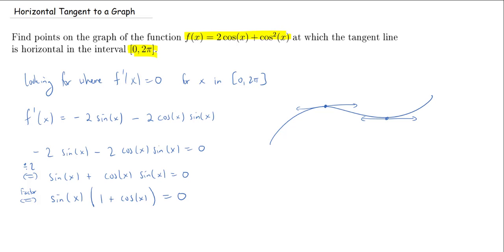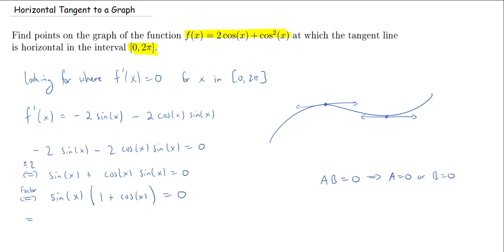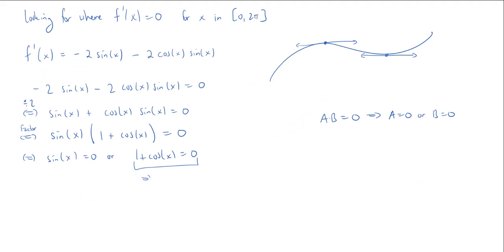Now you notice here I have a product. Something times something equals 0, right? So if I have a times b equals 0, this can only happen if a is equal to 0 or b is equal to 0. So in this case, I either have sine of x is equal to 0, or 1 plus cosine of x is equal to 0. And of course this last bit is equivalent to saying that the cosine of x is equal to negative 1.